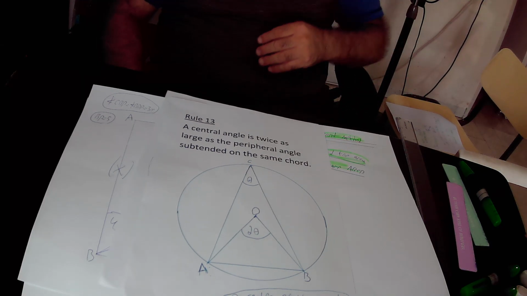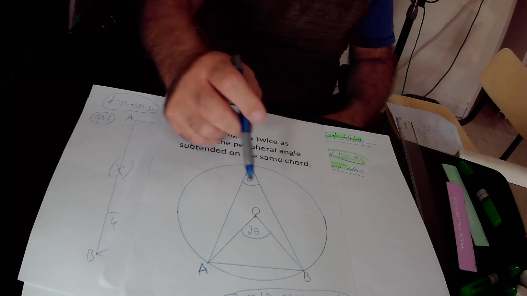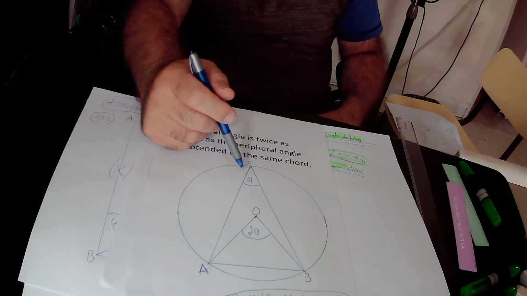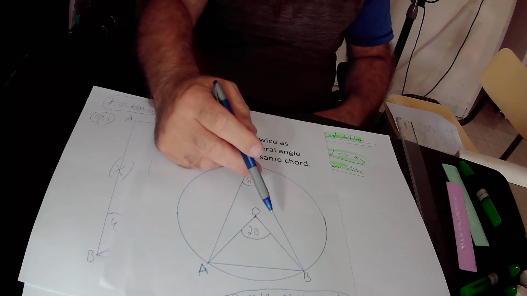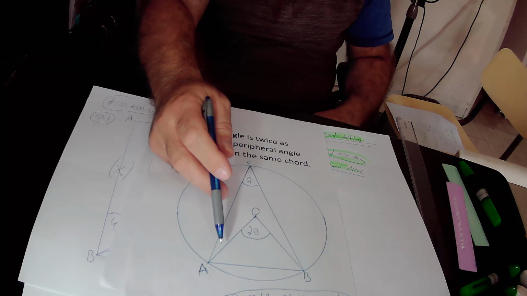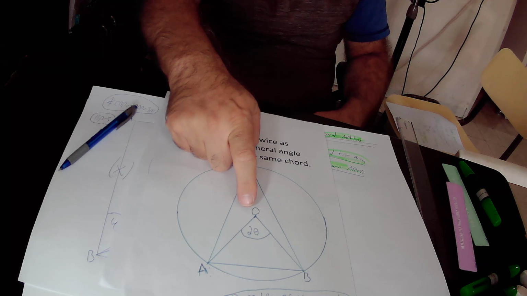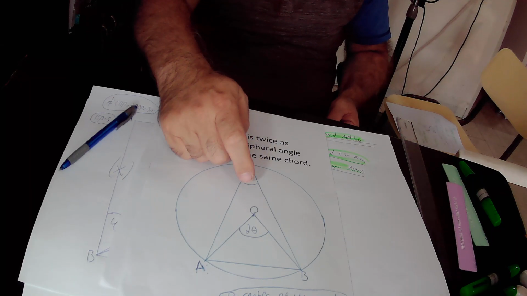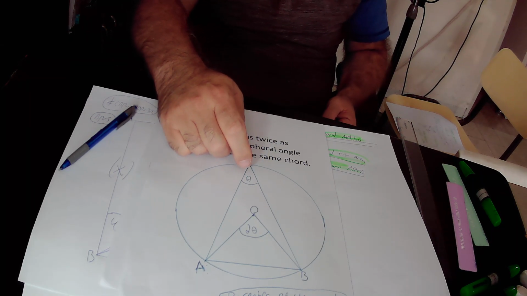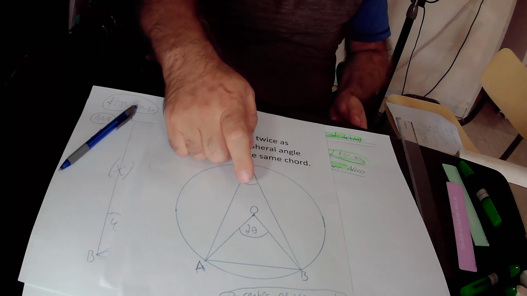According to rule 13, the center angle is twice as large as the peripheral angle subtended on the same chord. In the drawing, we have a circle. This is peripheral angle ACB, equal to theta degrees in size, and subtended on chord AB. Likewise, this is center angle AOB. It is also subtended on the same chord AB. Because the peripheral angle and the center angle are both subtended on the same chord AB, the size of the center angle must be twice as large as the size of the peripheral angle. The size of the peripheral angle is theta, and therefore the size of the center angle must be equal to 2 theta.